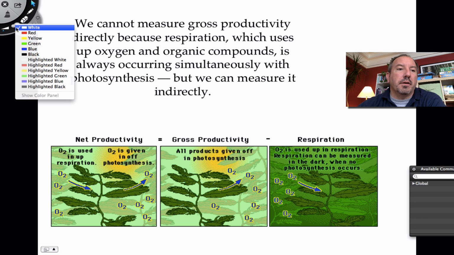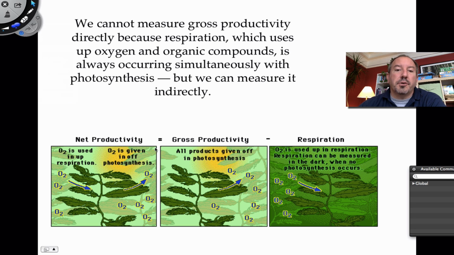Let me try to draw this. So you could scoop up the water and put it in a container like this. You can put it in a water bottle like that. Okay, so here it is. And inside of it, there's obviously some plant material like this. And you could measure the amount of oxygen in the water.